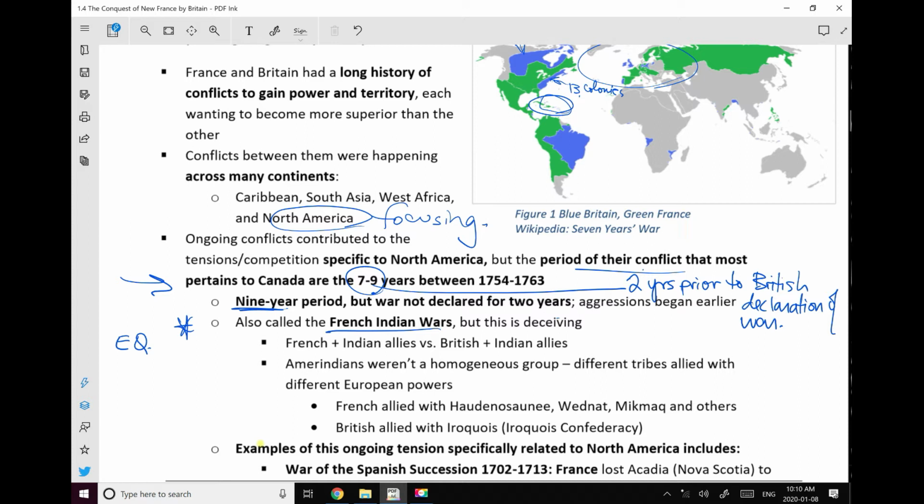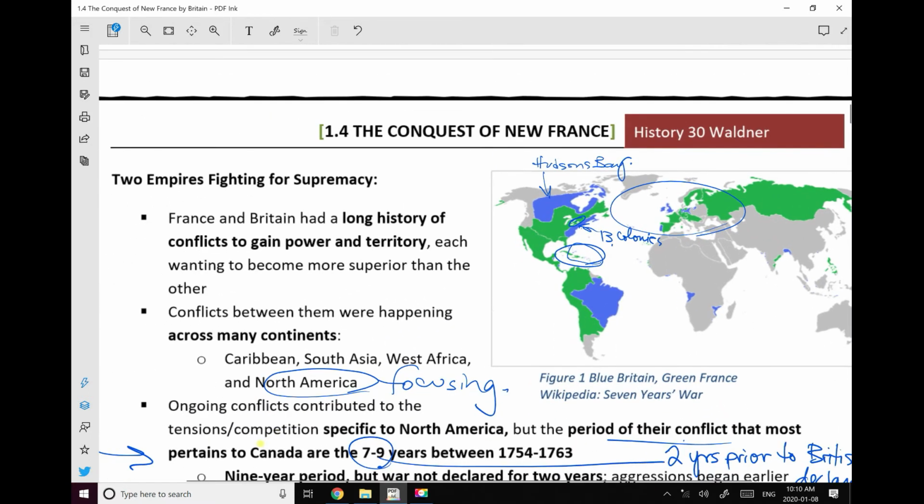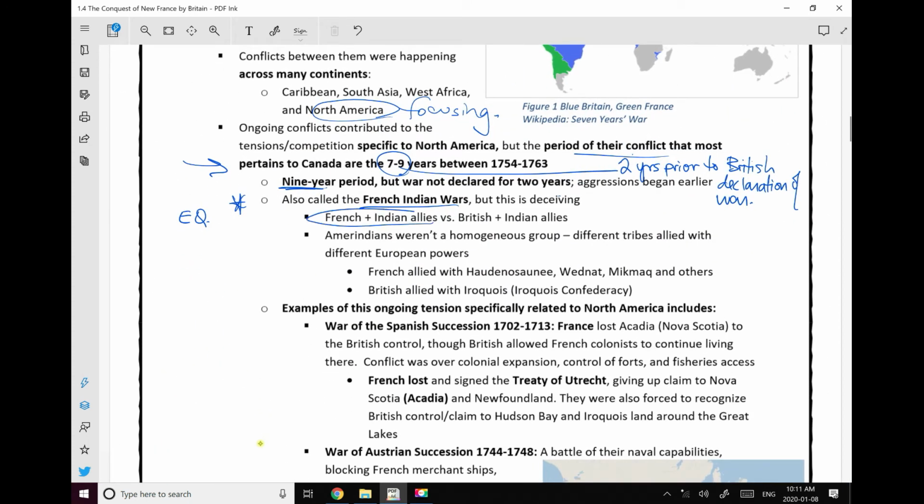If you recall, the area south of the Great Lakes was territory used by those 5 Iroquois bands that made up the Iroquois Confederation. So we know that those groups were allied with the British. And then we had the Haudenosaunee and the Wendat clan, the Mohawk and the Micmac, who were part of the French alliance with the fur trade there. So the point here is that there are French Indian allies and there are also British Indian allies, and they were allied with different groups.